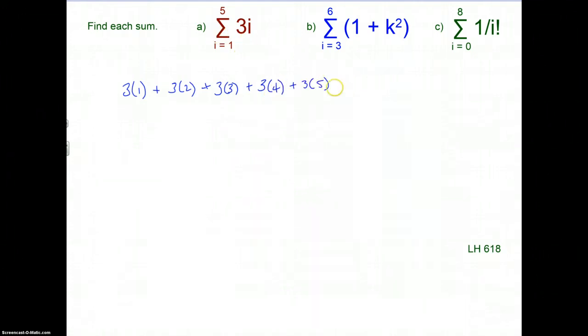Now, 5 is less than or equal to 5, so it's okay. We then come to i equals 6, which does not fit within this range of numbers, 1 to 5, so we don't include it. We're done. So now we can just simplify. 3 times 1 is 3, plus 6, plus 9, plus 12, plus 15, and that comes out to 3, 9, 18, 30, 45, I believe. And that would be the sum.